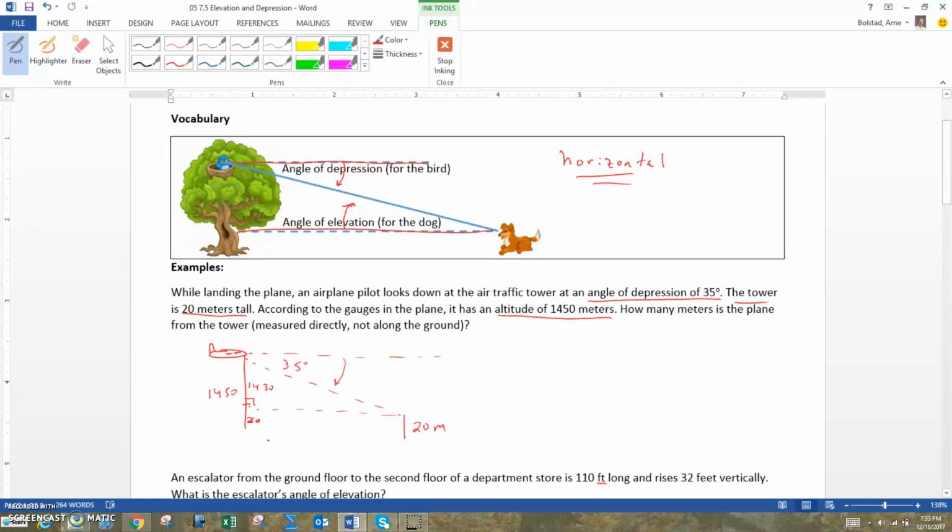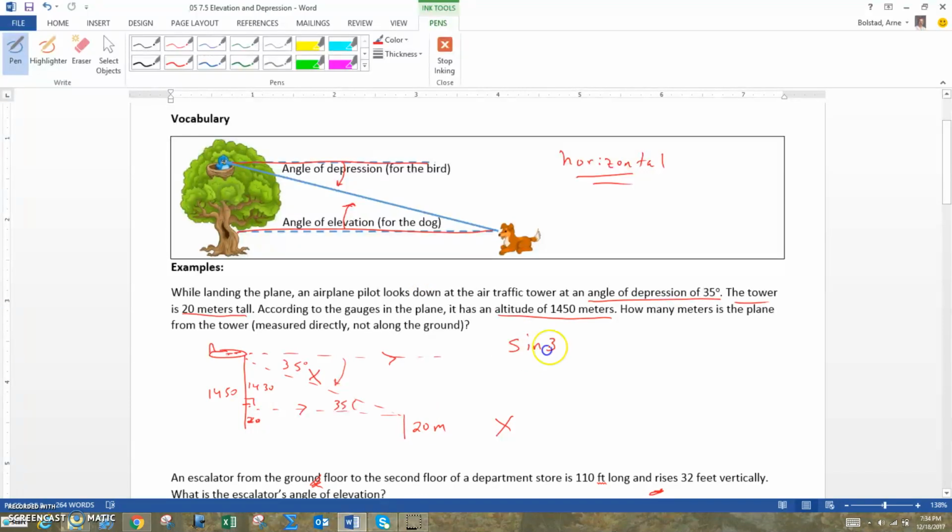All right, so we would like to find how many meters it is directly to the tower. So there we go, there's x. Looking at this 35-degree angle, this angle also has to be 35 because they're alternate interior angles. Again, the horizontals are parallel. We have a transversal, so alternate interior angles are congruent, so that's a 35-degree angle also. We know the opposite side from that, and we'd like to know the hypotenuse. Opposite and hypotenuse sounds like a sine problem.